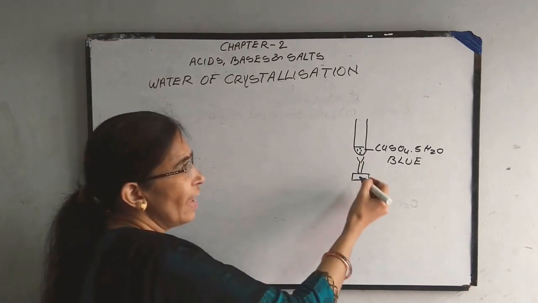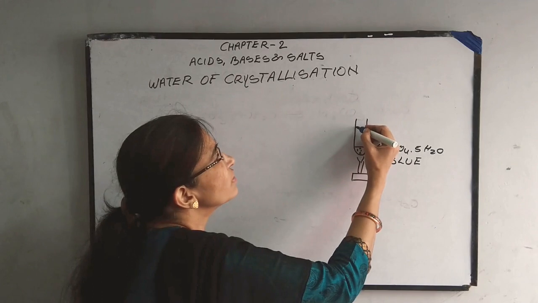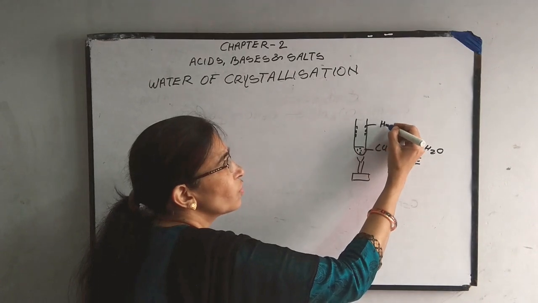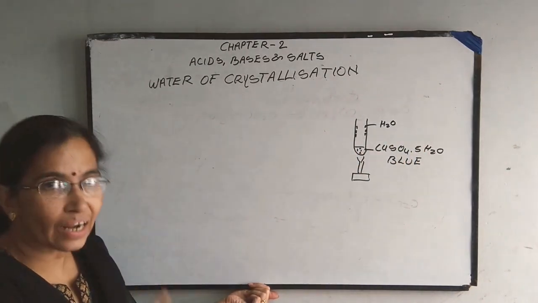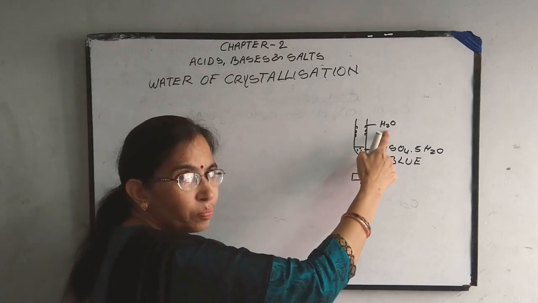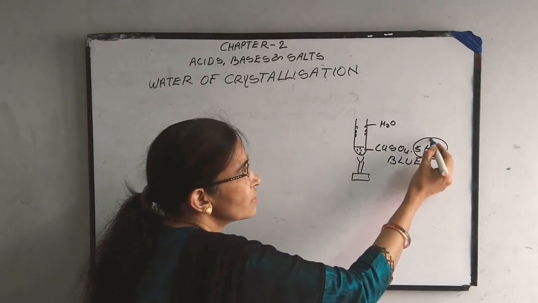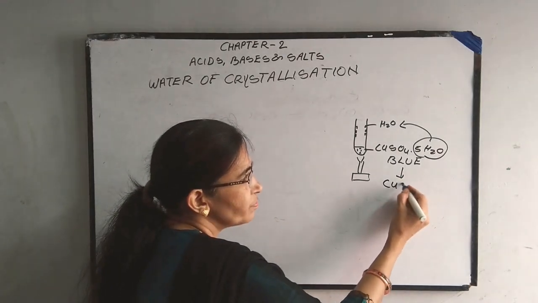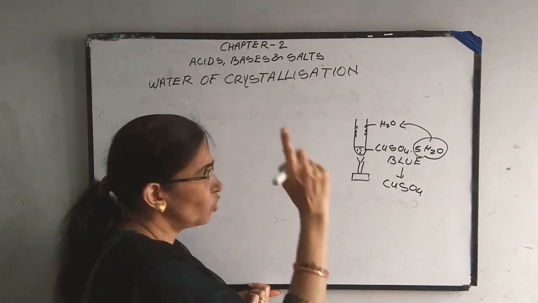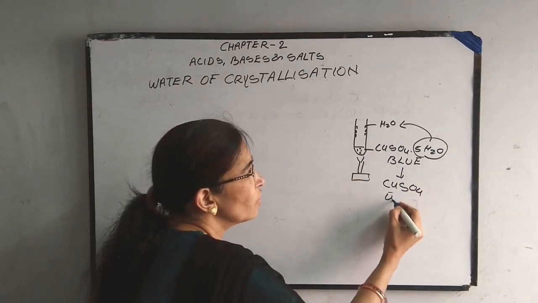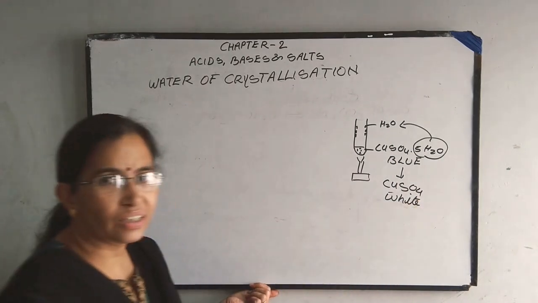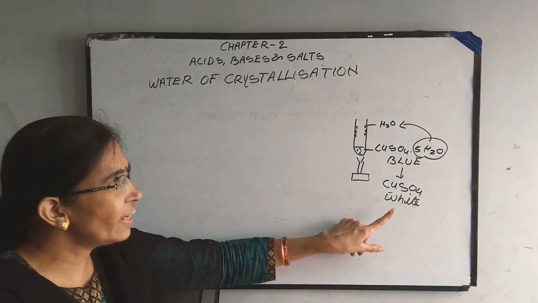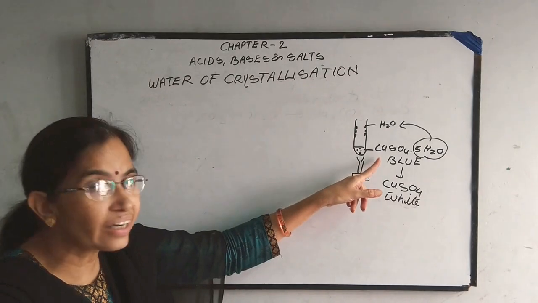When we heat it, what will happen? You can see droplets of water on the wall of the test tube. We took a dry test tube, but still we see water droplets. Where did they come from? These are the 5 water molecules. Then the blue color changes to white. As it turns white, the water molecules have evaporated. What remains is white copper sulfate, which we call anhydrous copper sulfate, and the blue one we call hydrated copper sulfate.